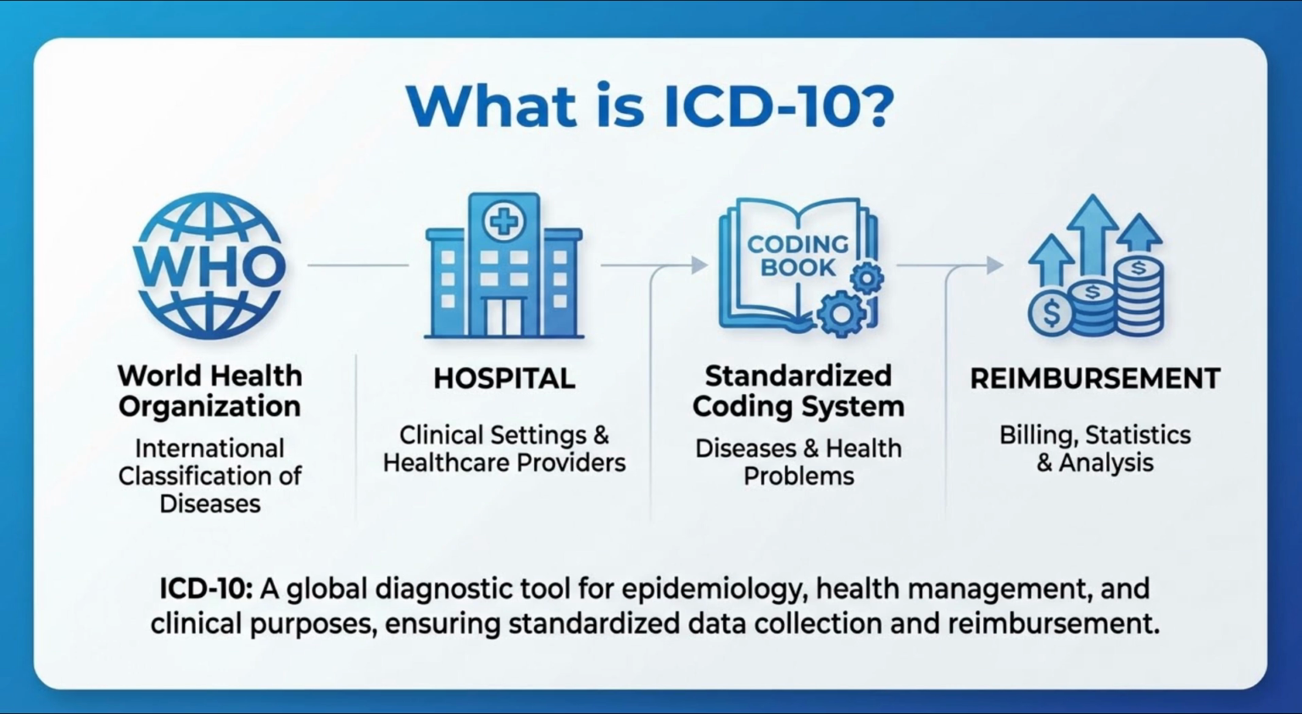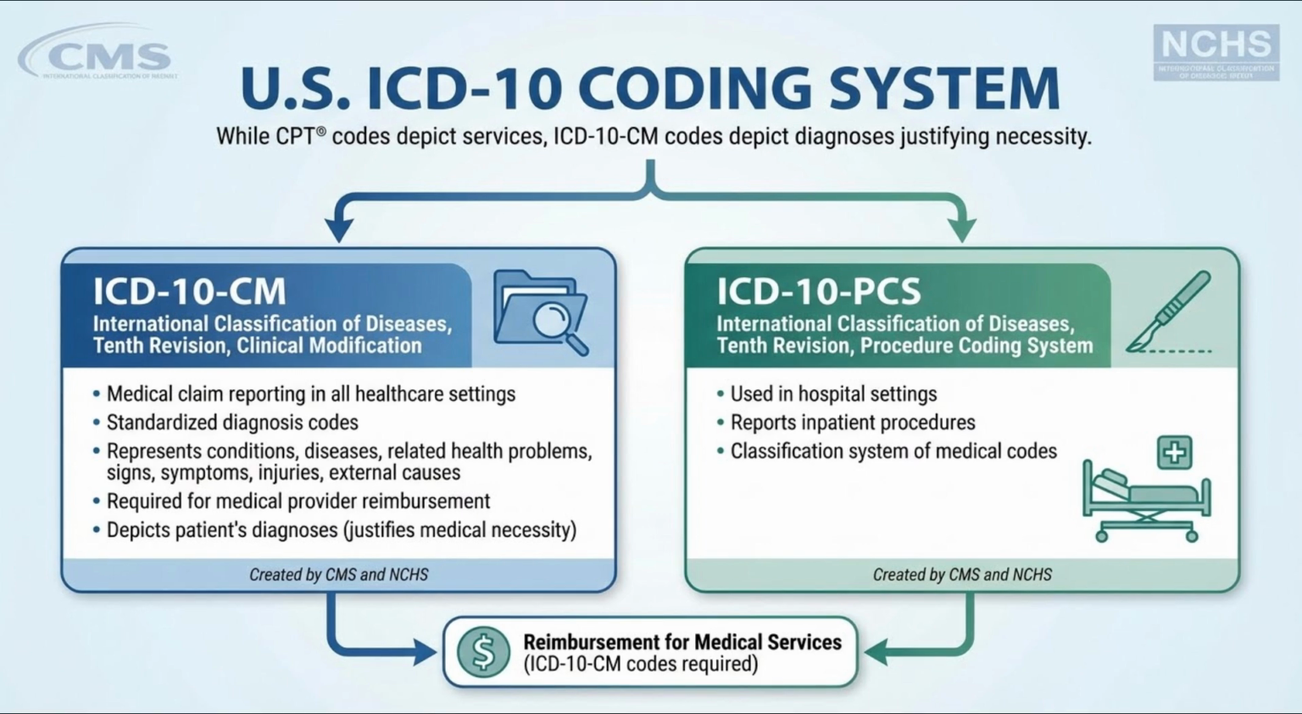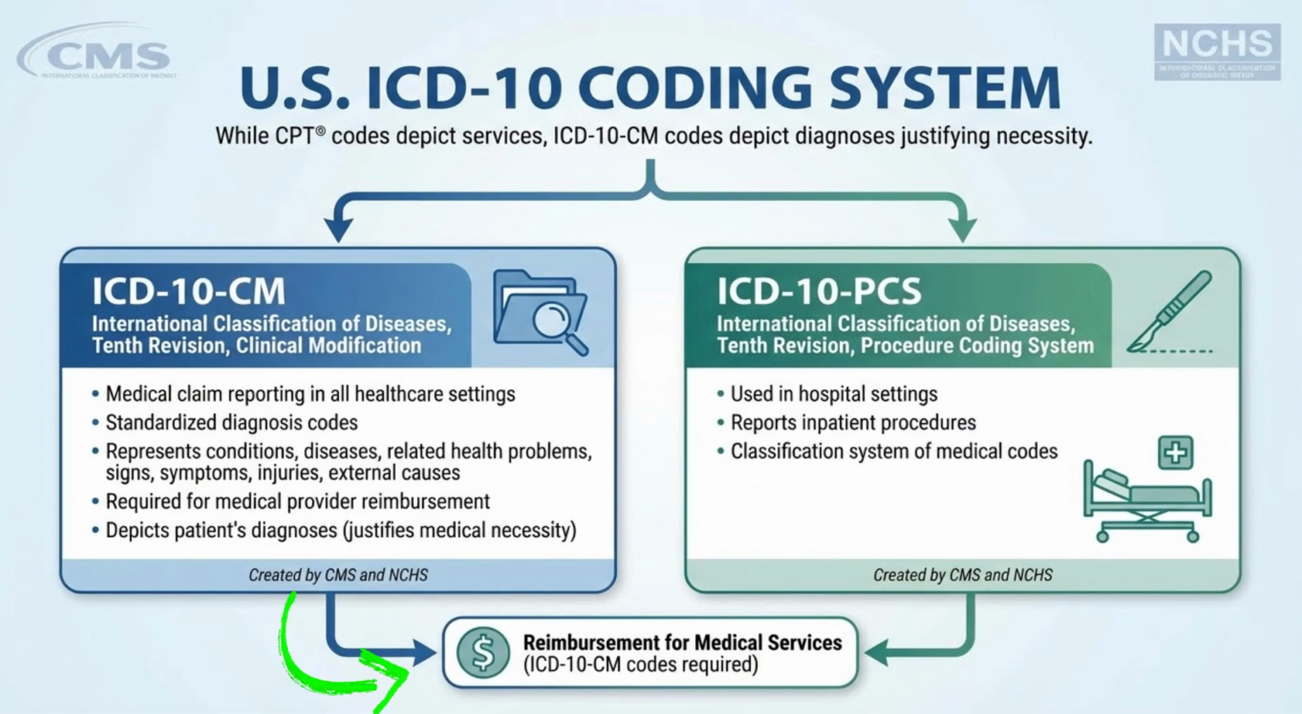In the United States, ICD-10 is split into 2 parts. 1. ICD-10-CM, used for diagnosis coding in all settings. 2. ICD-10-PCS, used for procedures in hospital inpatients only. ICD-10-CM tells the insurance company, why was this service medically necessary? CPT tells them, what service was done? Without ICD-10-CM, the provider cannot get paid.